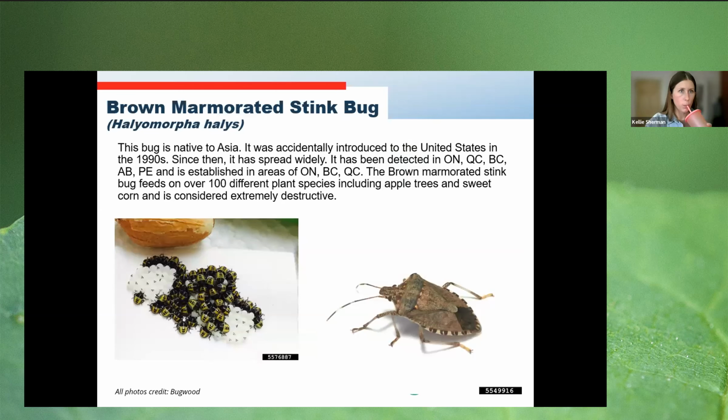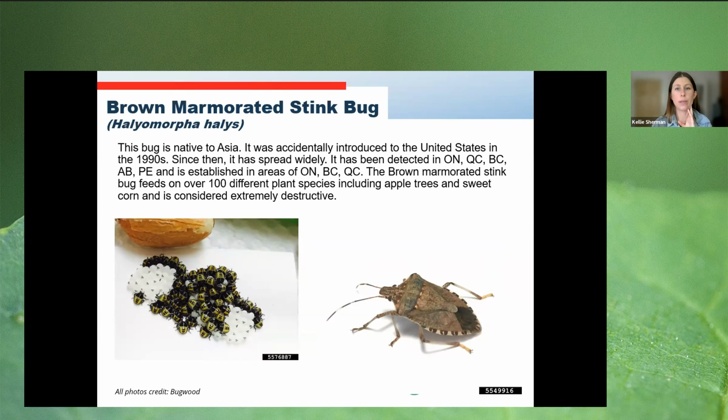Okay, moving on to brown marmorated stink bug. I might have to go a little bit more quickly through my last 5 species, which I was planning to anyways. The brown marmorated stink bug, or BMSB, is native to Asia. It was accidentally introduced to the US in the 1990s. Since then, it has spread quite widely and has been detected in Ontario, Quebec, BC, Alberta, and PEI, as well as established in areas of Ontario, BC, and Quebec.